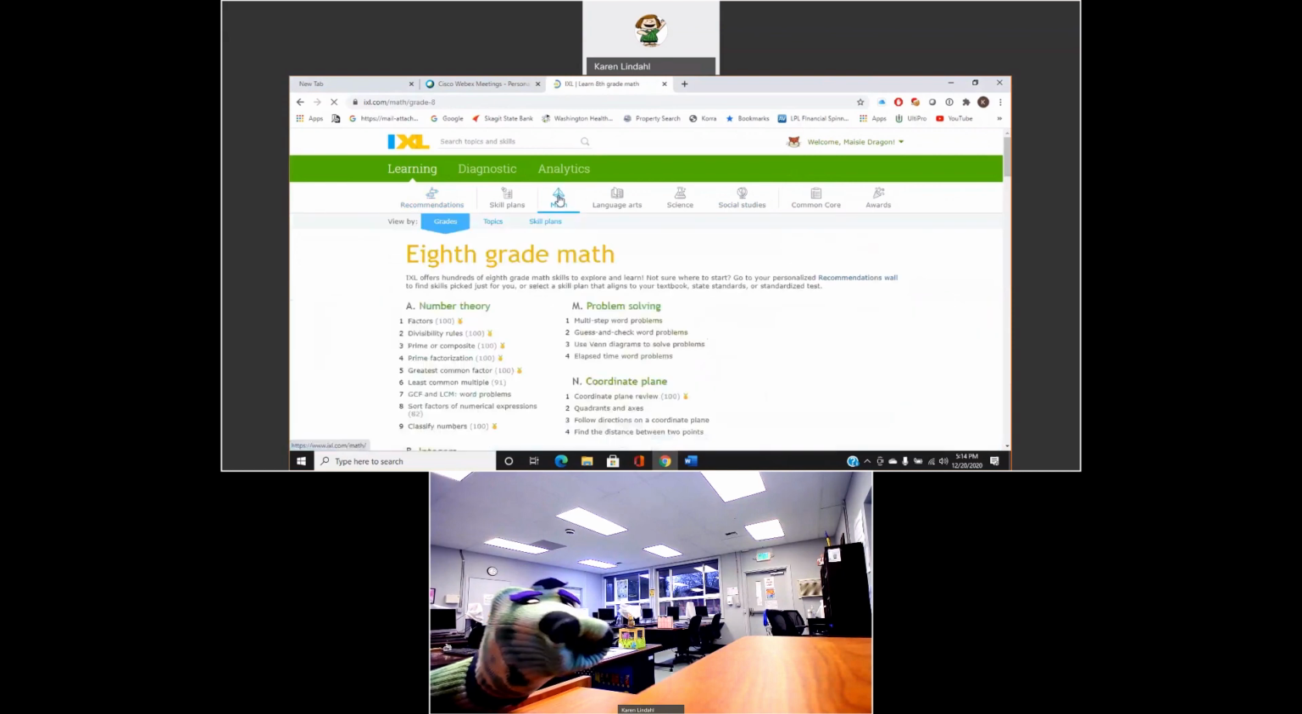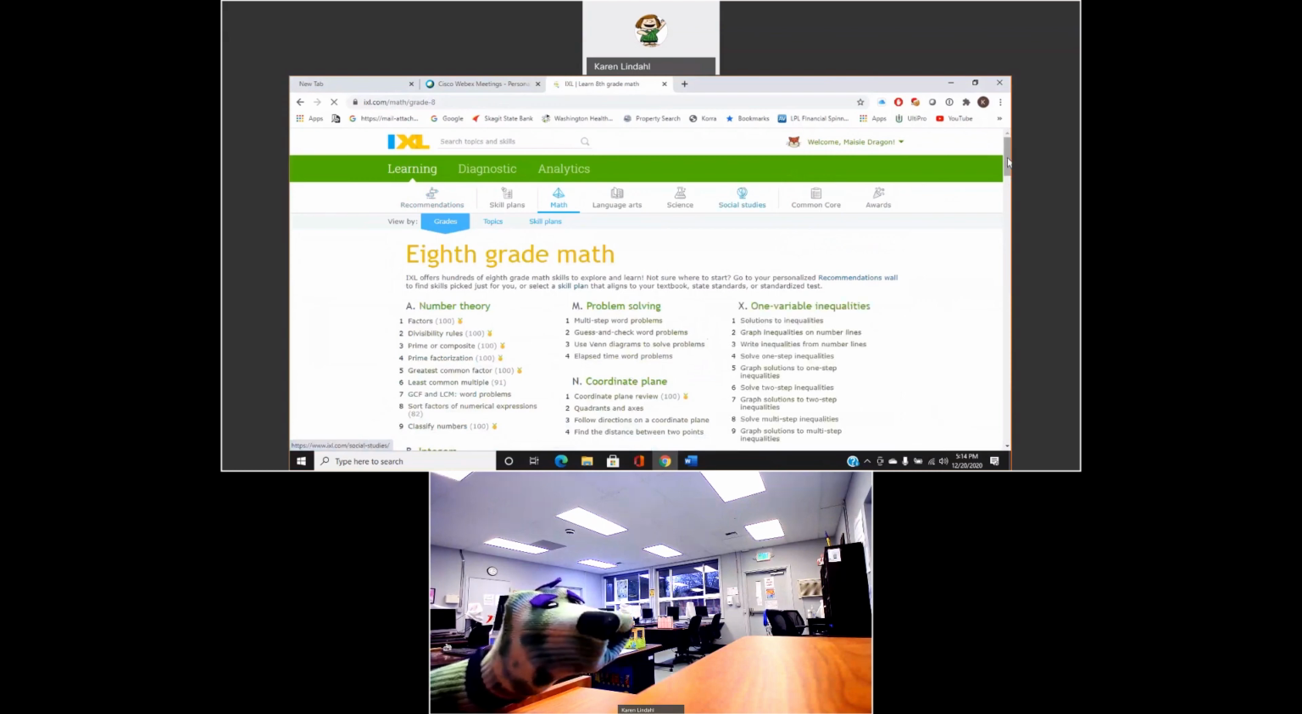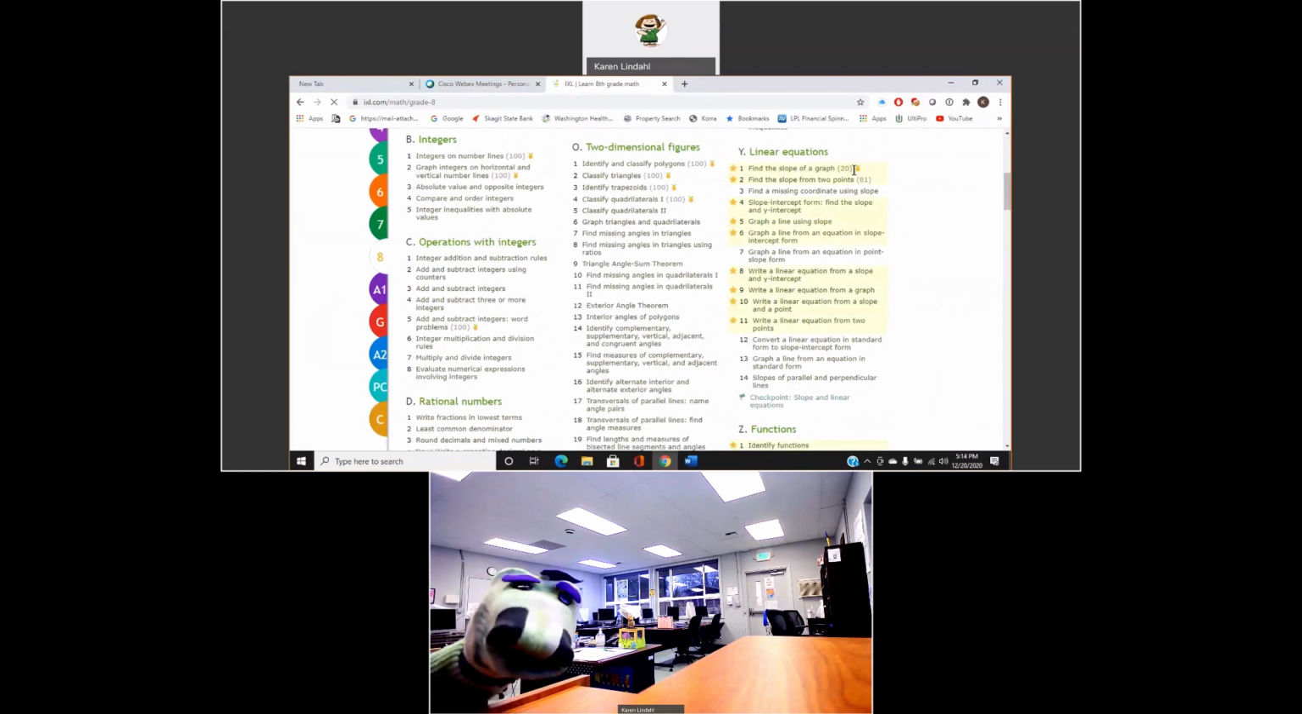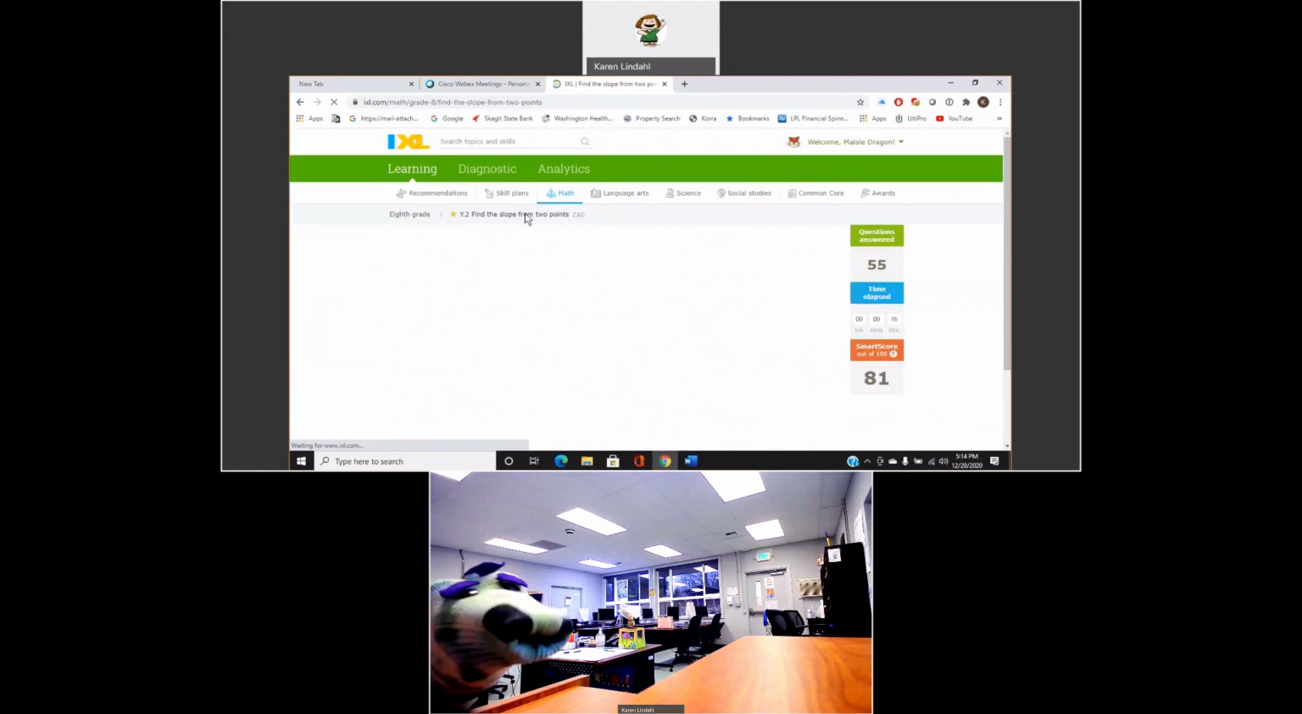Okay. So we go down here and it says find the slope from 2 points, which is kind of what we just did, right? Except before it was looking at a graph and figuring out what the points were, and this time it's 2 points.